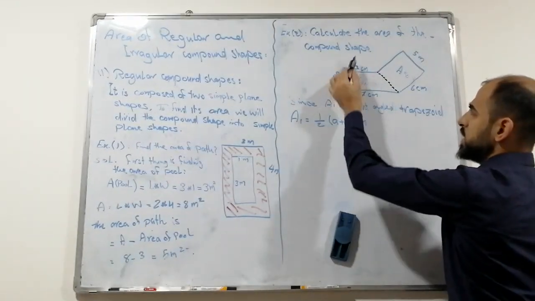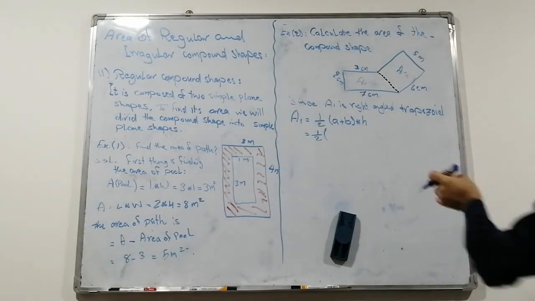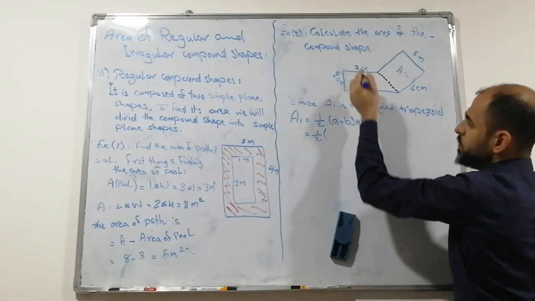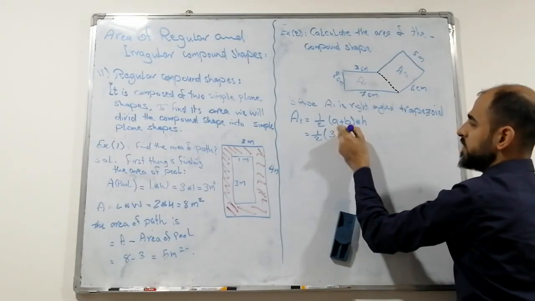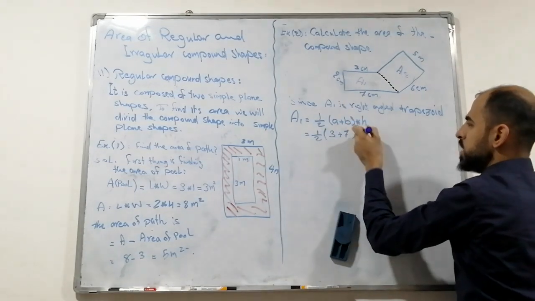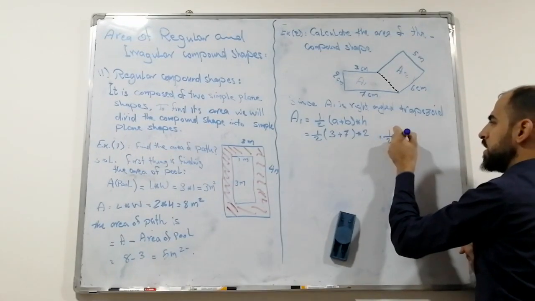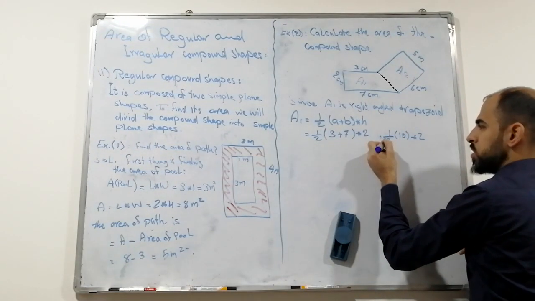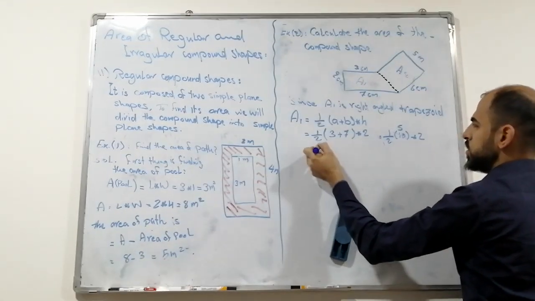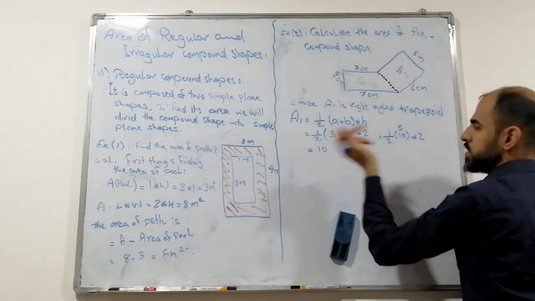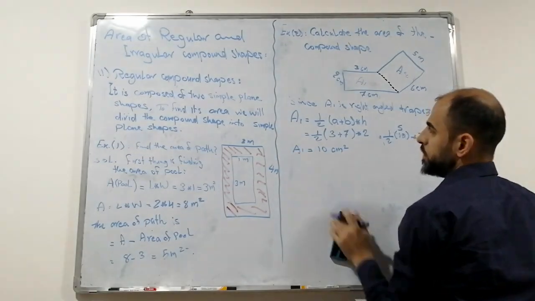So here we have the upper base is 3. Substituting the values of A, B and H: A is the upper base, which is 3. Okay? And B is the lower base, which is 7, multiplying by H, which is 2. 7 plus 3 equals 10. Here we have a shortcut, or deleting: 10 over 2 is 5. So 5 by 2 equals 10 centimeter to the power 2, which is the area A1.